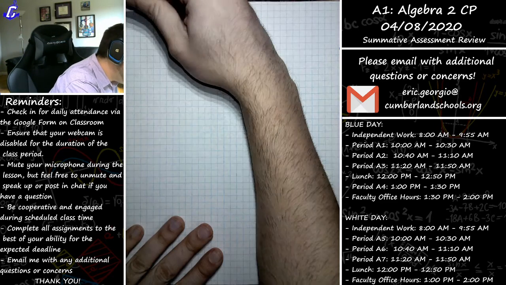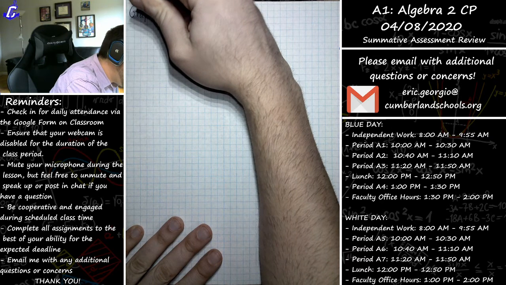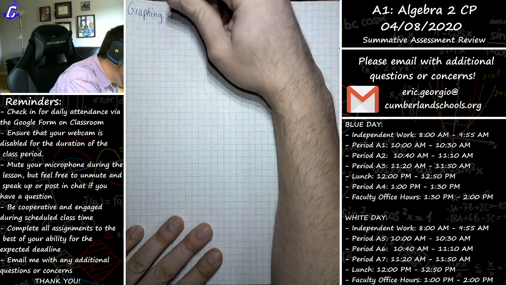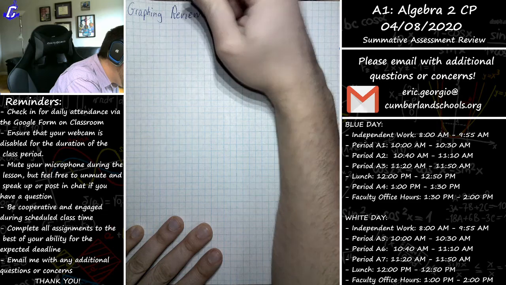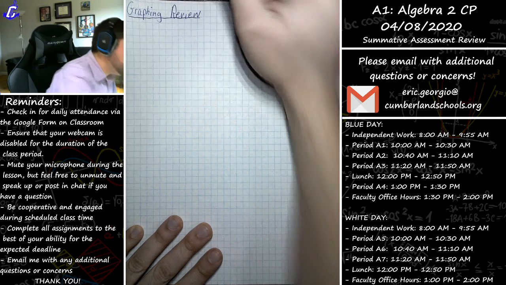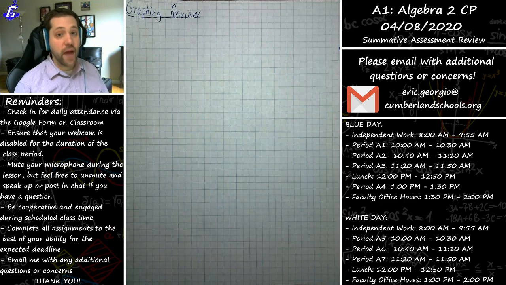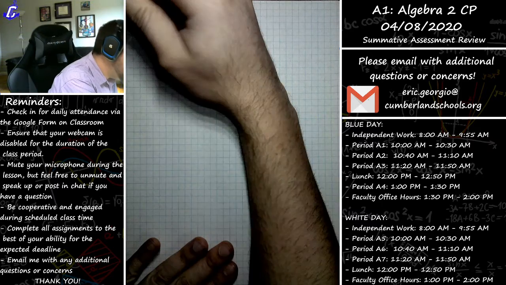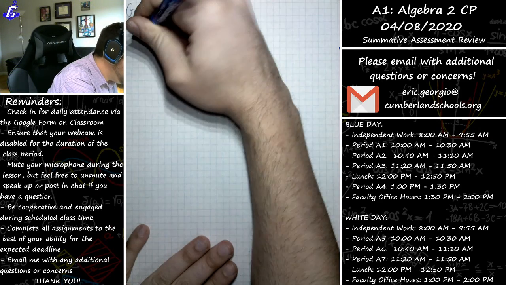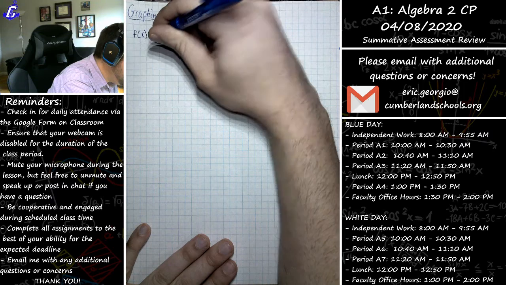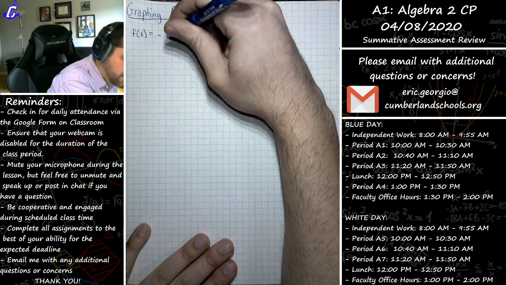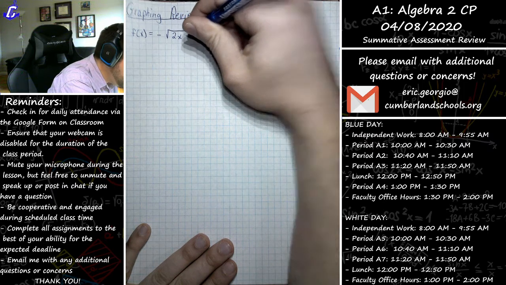Okay, let's start with our graphing review, starting out by graphing radical functions. And we'll start out with a nice square root function of f of x equals the opposite of the square root of 2x minus 5, and then plus 3.